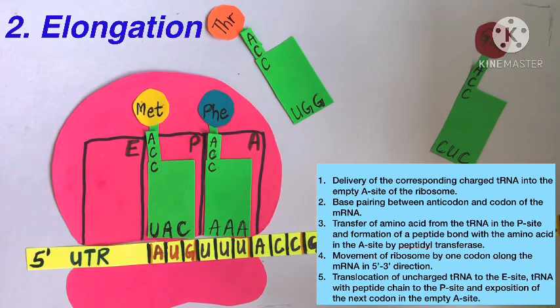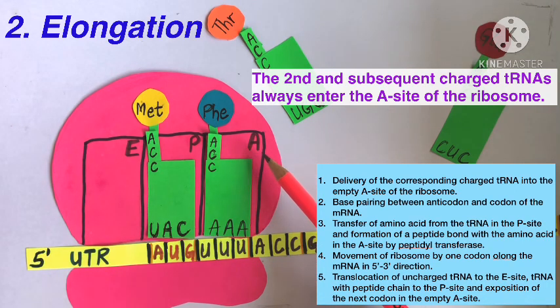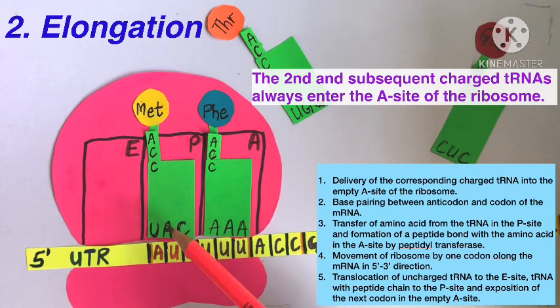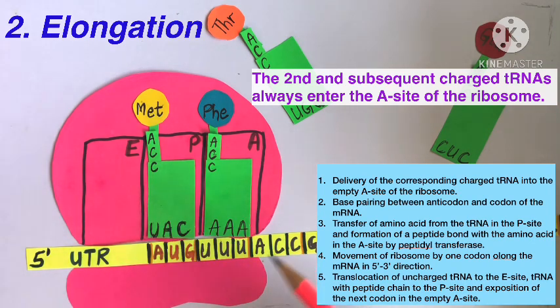Another point that you may want to note here is, unlike the initiator or the first tRNA, the second charged tRNA and the subsequent charged tRNAs are always to be entering into the A site of the ribosome. So it's only the initiator tRNA that occupies the P site of the ribosome. All the rest of the subsequent tRNAs are to be always occupying A site of the ribosome.